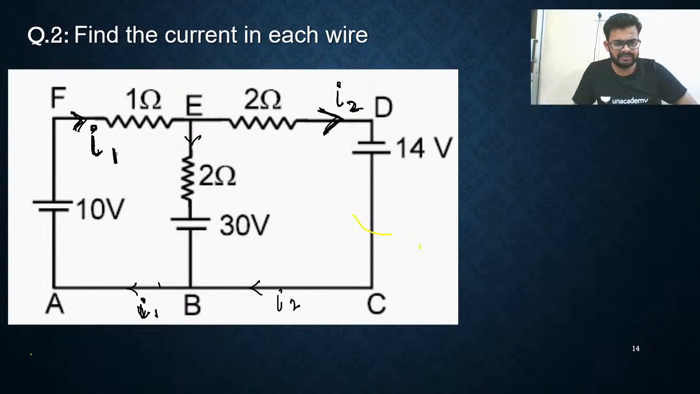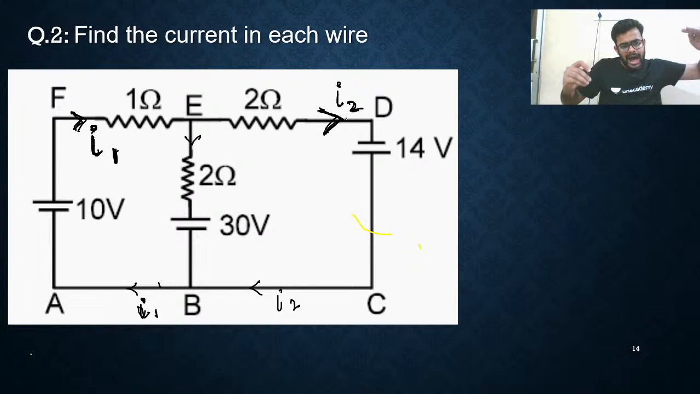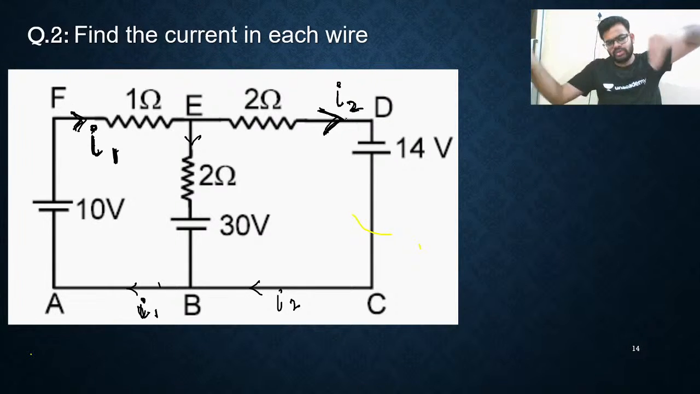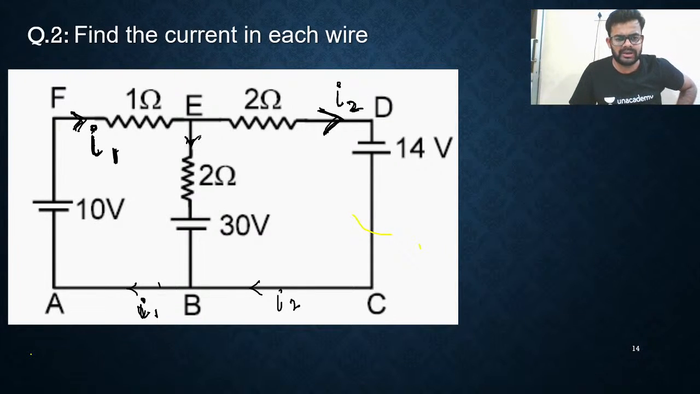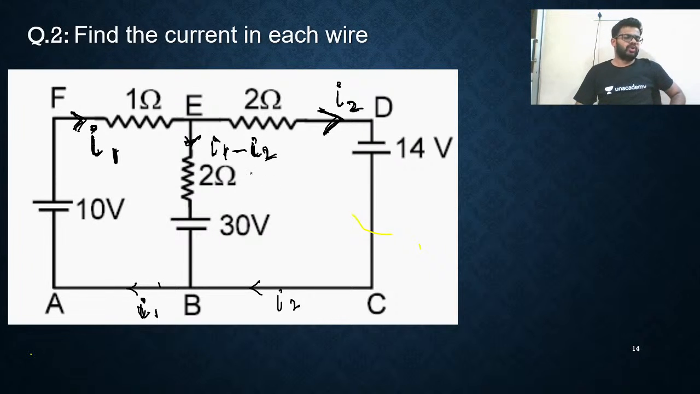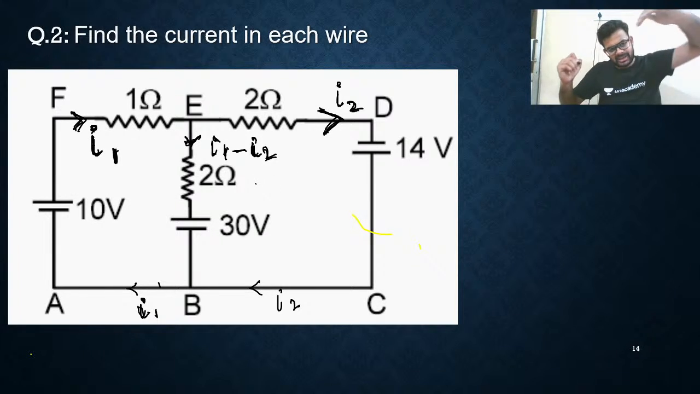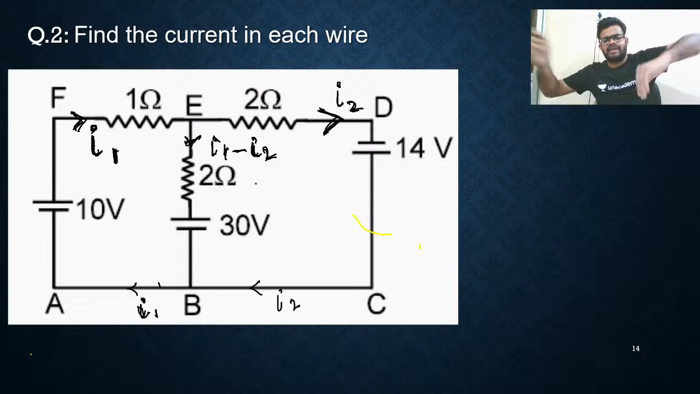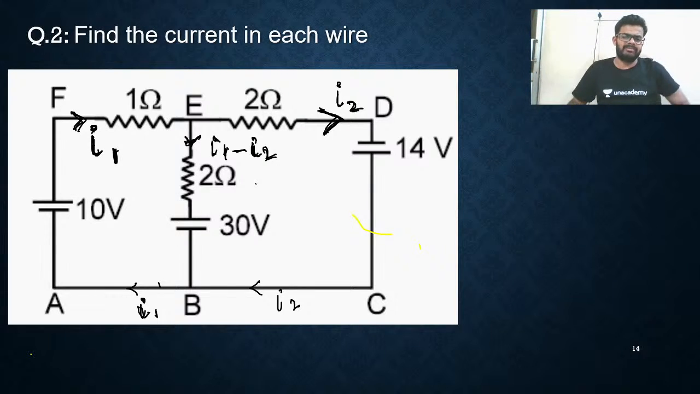This is I1. This is I2. So I1 is coming in and I2 is going out. Here you can write I1 minus I2. It's your choice. That's all. So I have written like this. I1 is coming here and I2 is going there, so in the middle branch the current will be I1 minus I2.